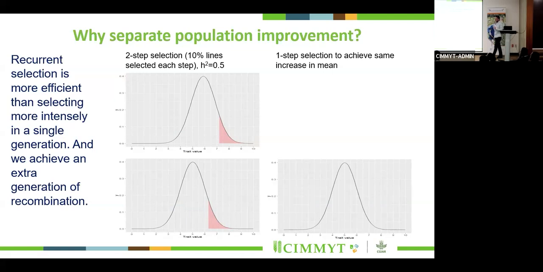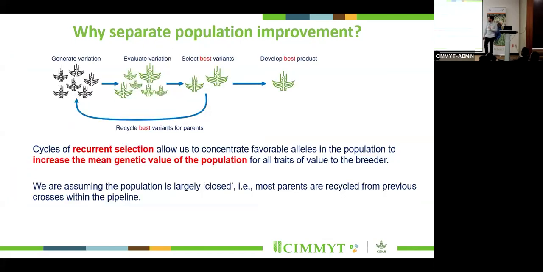There's another reason to separate population improvement from product development, another main one other than the 2 we've heard. Anybody got any more ideas on that? Okay, this one is a bit more subtle. So I've highlighted best here. We're selecting the best variant, okay? And we want to develop the best product and we want to cycle the best variant parents. These are not always the same.